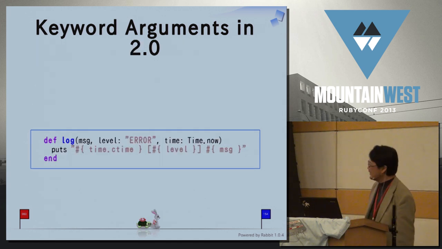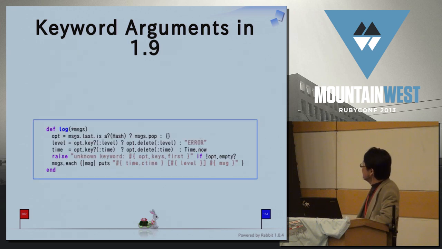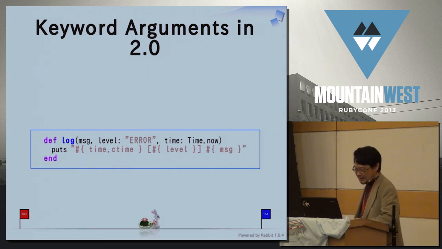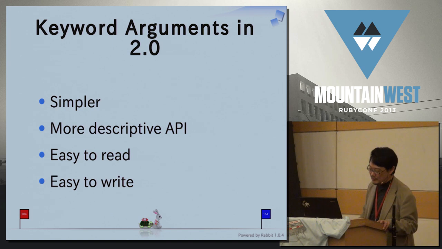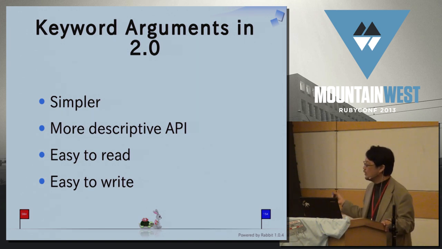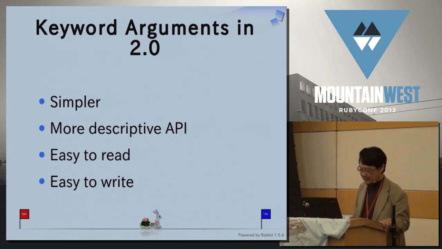But in Ruby 2.0, we try to simplify things. So the same thing goes like this. Just put the keyword arguments here, then you don't have to worry about raising errors or default values or anything. Comparing this and that, very simple, isn't it? So keyword arguments in Ruby 2.0 are a simpler and more descriptive API, easy to read, easy to write. So things are much less complicated.